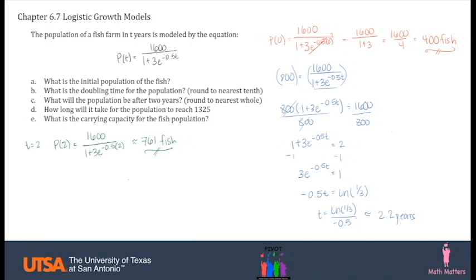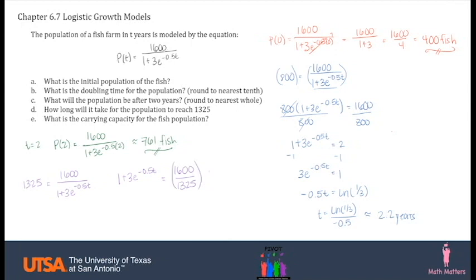Okay, then part D says, how long will it take for the population to reach 1,325? So how long, which means we're solving for t again. And this time the population is going to be 1325. So 1325 equals our function, and we're going to be solving for t. Then we can rearrange this equation and get 1 plus 3e to the negative 0.5t, and all that equals 1600 divided by 1325.